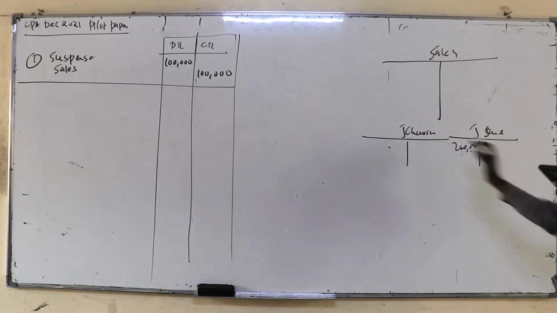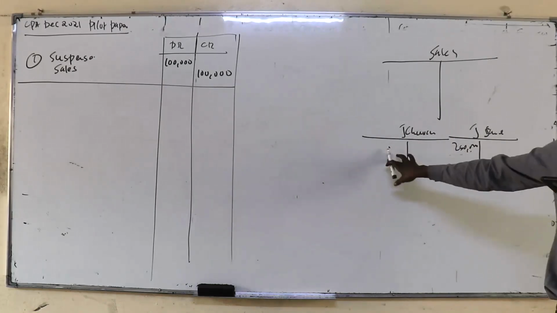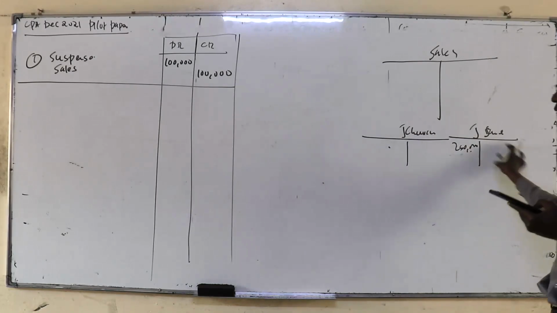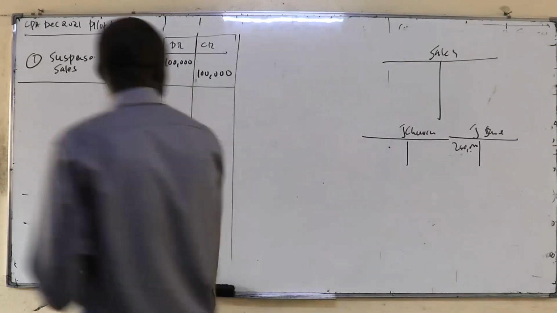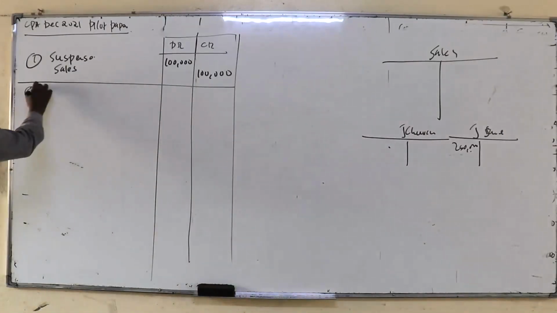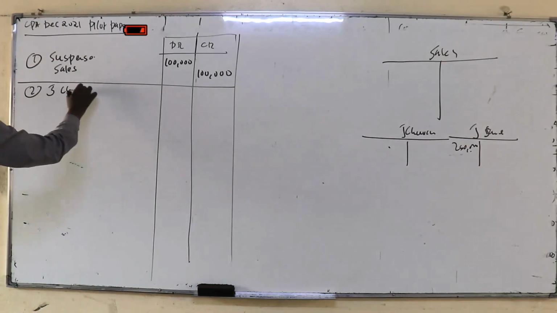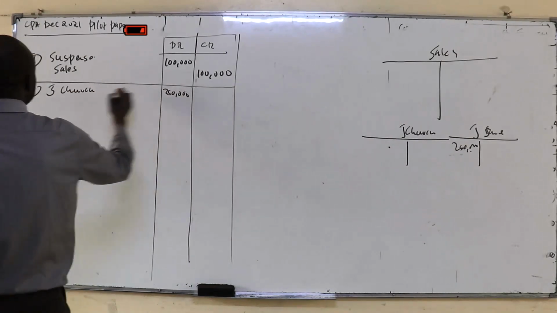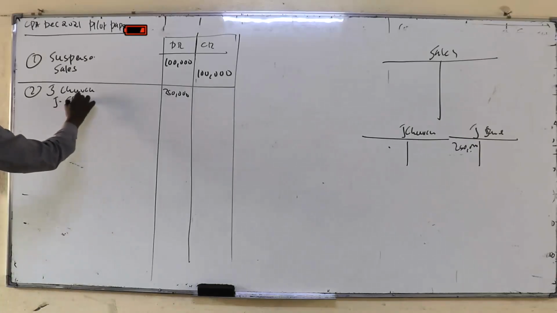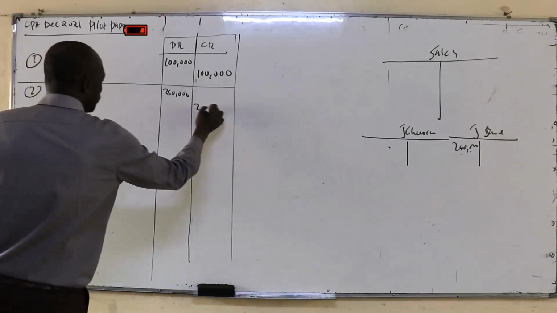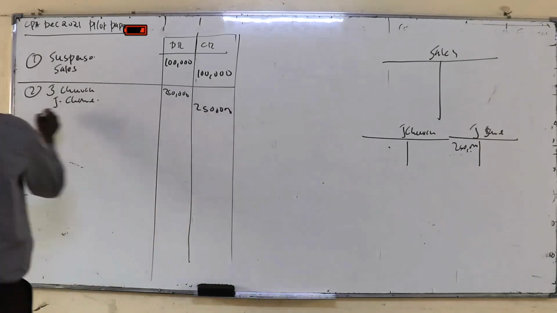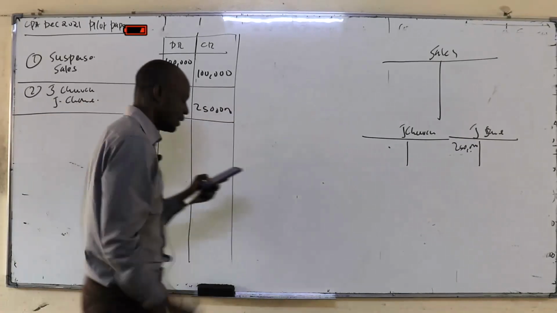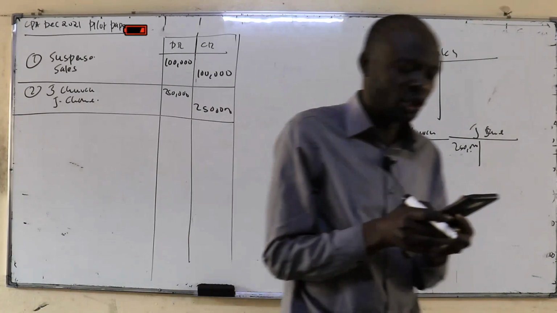You see, this is an error affecting 2 accounts. So we cancel here by 250 and we debit. So we debit who? J charge. How much? 250. And J channel. How much? 250. Being correction of sales to J charge wrongly posted to J channel. Next.